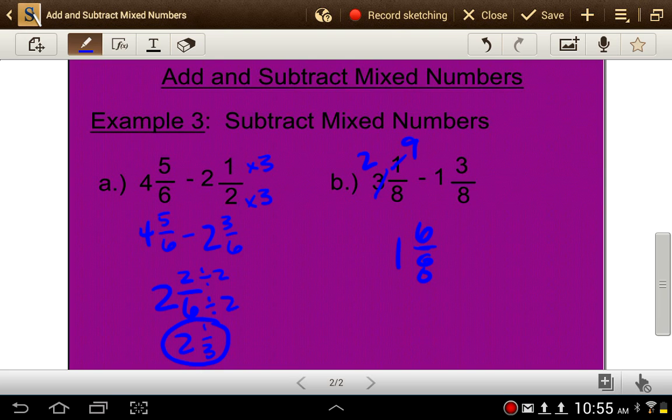I look to simplify, I can. I divide them both by 2, and I get 1 3/4. And that is my final answer.